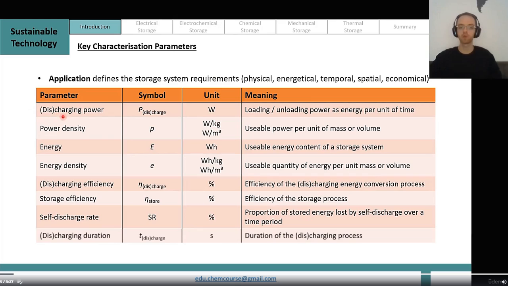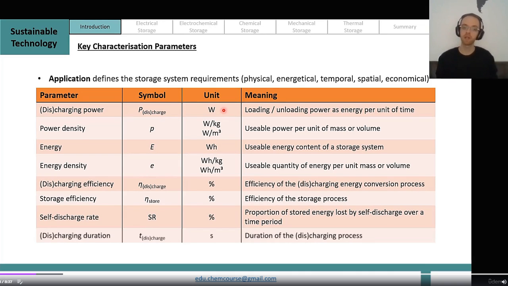The first parameter is the so-called discharging power, measured in watts. So this basically represents the loading and unloading power as an energy per unit of time. So basically with this, you're thinking about how quickly you can load and unload your energy into your storage, and therefore also how convenient it is to use. So the power here, for example, would decide how quickly you can charge your phone and how quickly you could discharge it in your car to have faster acceleration or things like this.